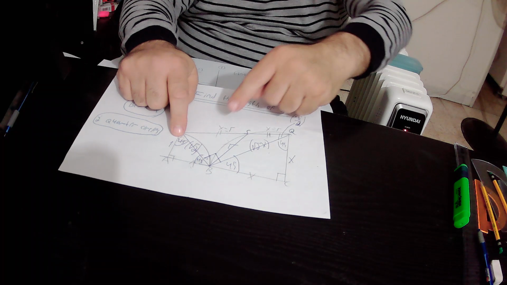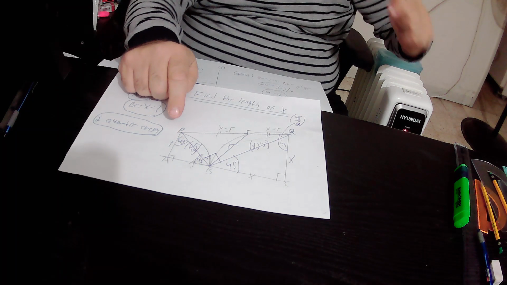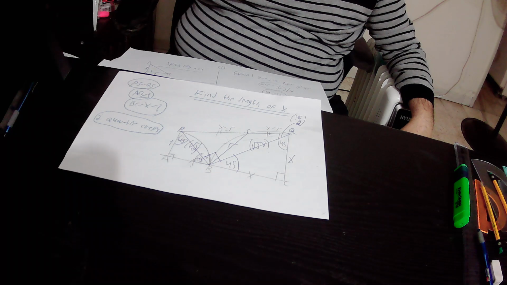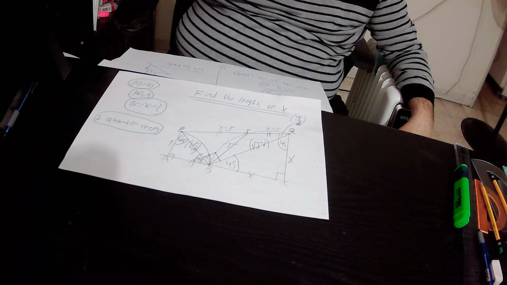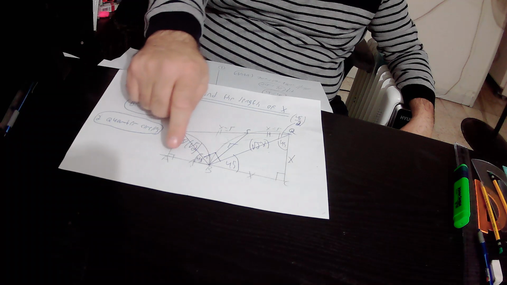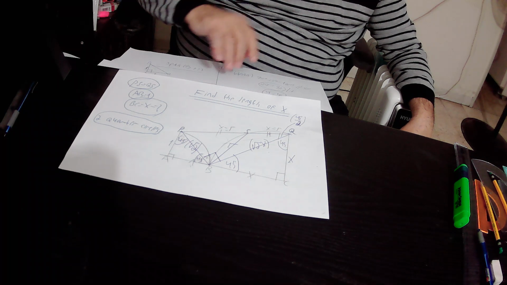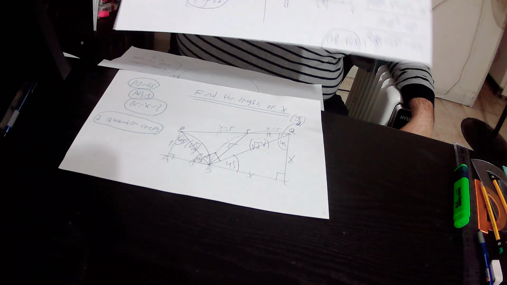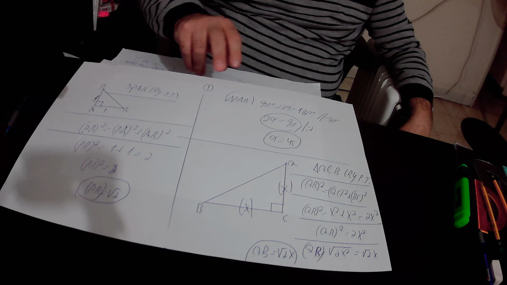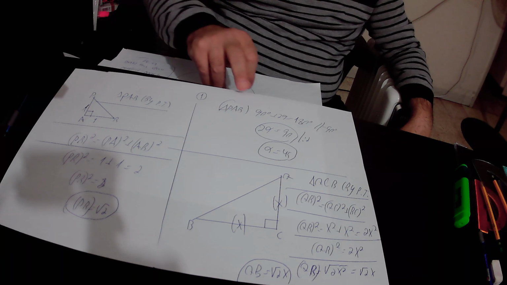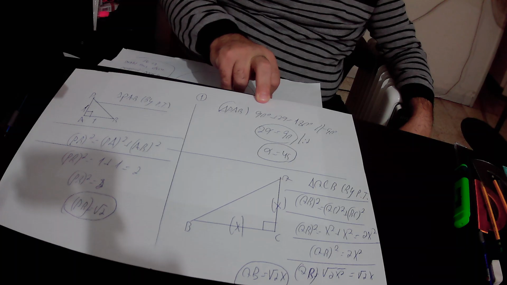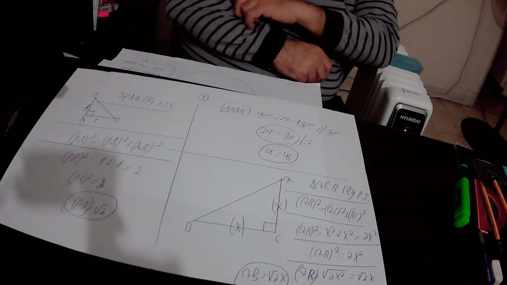So if this angle is alpha, this angle must be also equal to alpha. So in the right triangle PAB, the sum of the angles must be equal to 180 degrees. So which angles do we have in the right triangle PAB? We have this angle alpha plus this angle alpha plus 90 degrees. In total, they must be equal to 180 degrees. I repeat again, in the right triangle PAB, the sum of the angles must be equal to 180 degrees. So we have 90 degrees plus 2 alpha equals 180 degrees.